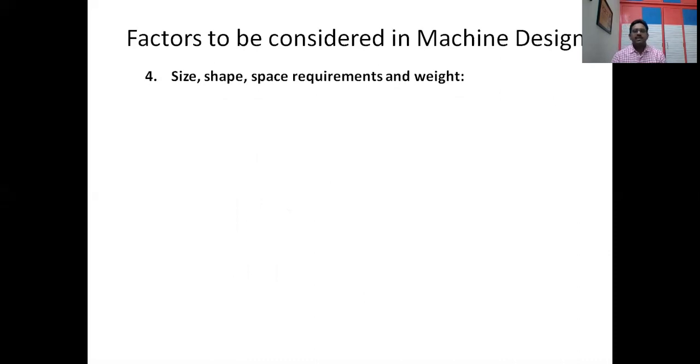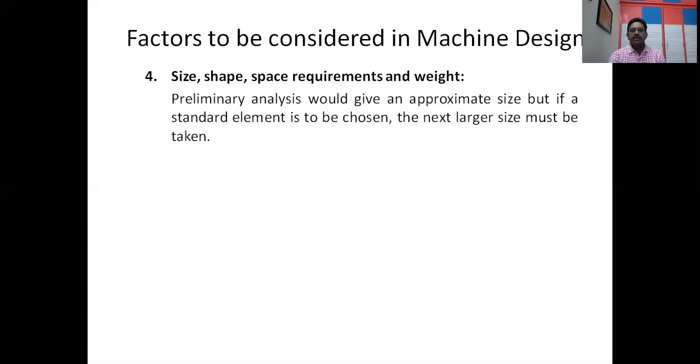Now, size, shape, space requirements, and weight. This is another factor. So preliminary analysis would give an approximate size. Generally, we think that the size of the particular element is this much. But the standard element is to be chosen. So the next larger size must be taken.